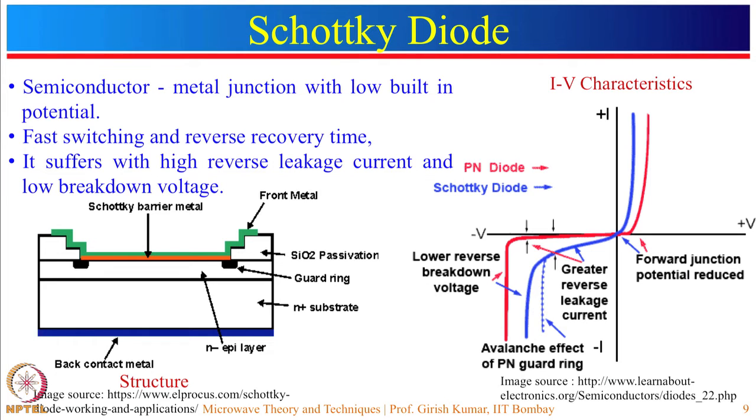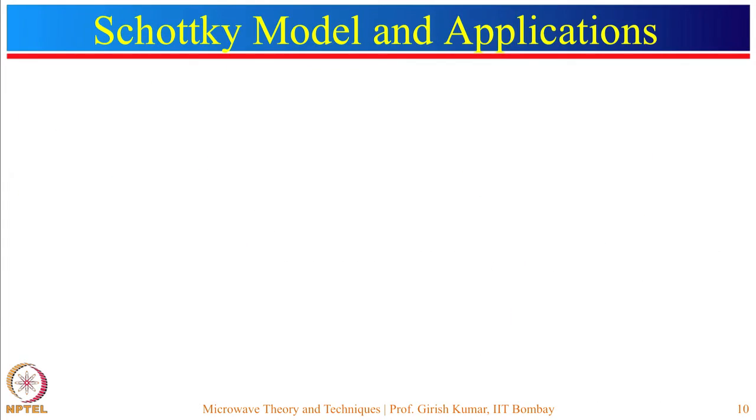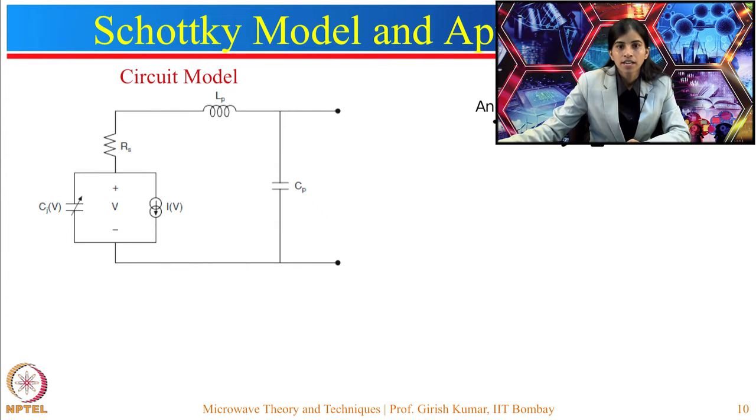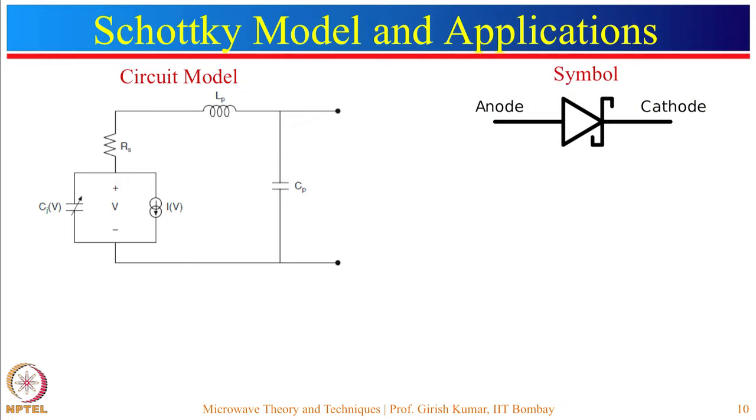Now, if this diode is to be designed for varactor applications, the doping profile should be altered accordingly. If I talk about the circuit model, the circuit model of the Schottky diode is similar to the PN junction diode. The only thing is there will not be any diffusion capacitance, so that is not included in this circuit model. And the Schottky diode is represented by this symbol. This corresponds to the anode and this represents the cathode.